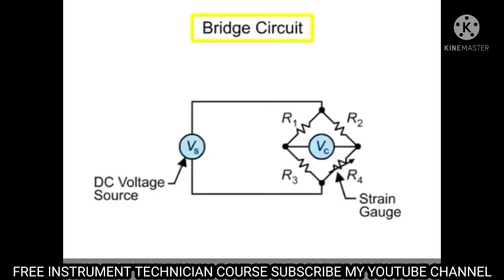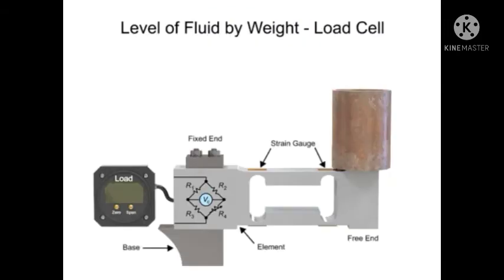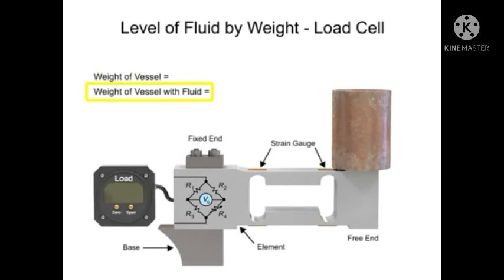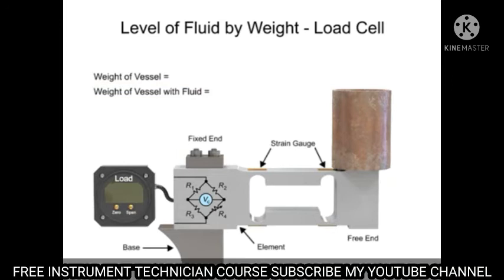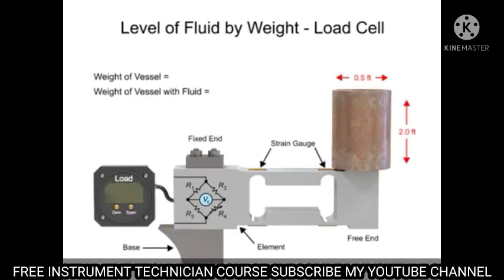Connected to a bridge circuit, the force measured is proportional to the output voltage. The output voltage is converted to a level measurement when vessel weight and vessel fluid density is known. An example: to determine the level measurement of a column of water that is 2 feet tall and diameter of 0.5 feet is solved by the following steps.